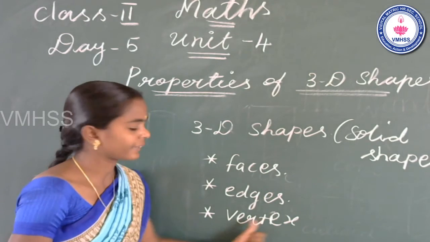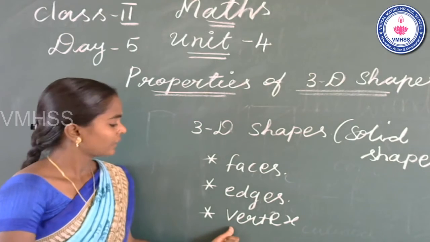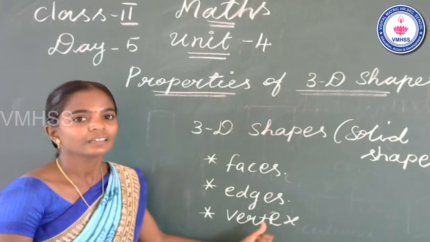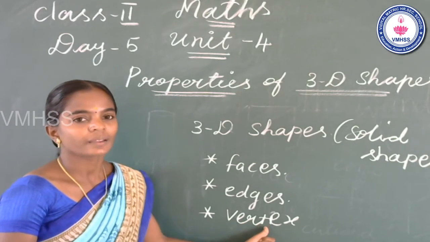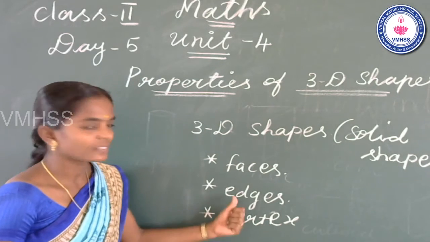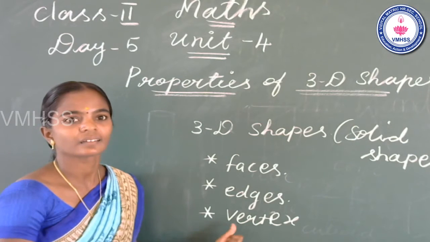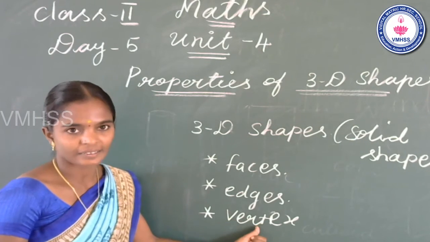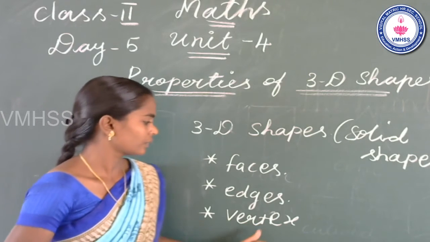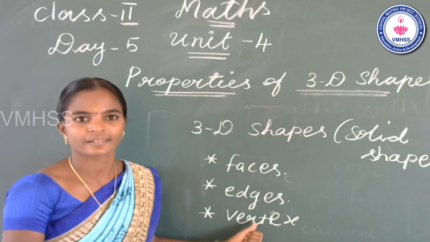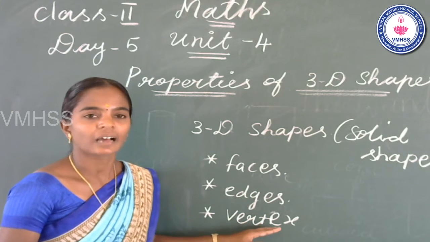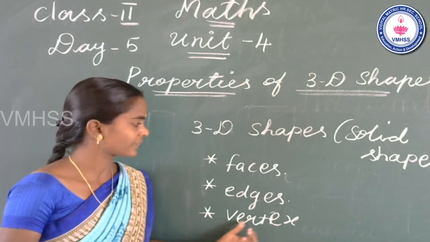Next, vertex. A vertex is a corner. Okay children, two edges meet at a point, a corner. A vertex is a corner mark. So the point is a corner. Two edges meet at a point, a corner. So a vertex is a corner.